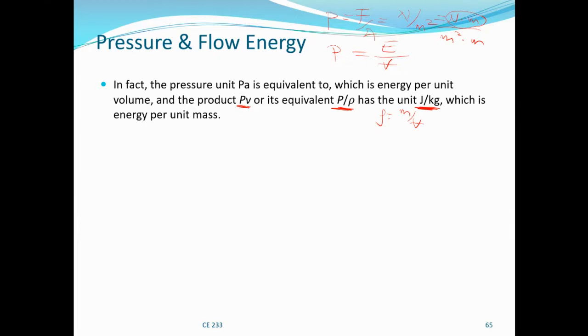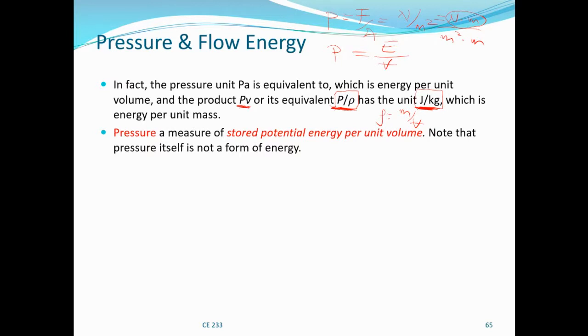We'll discuss why per unit mass, because of intensive and extensive properties. Energy is an extensive property, which depends on the mass of the system. So what we are saying is that when you divide pressure with density, you get this unit, joule per kilogram. And this is the energy per unit mass, which we call the flow energy.